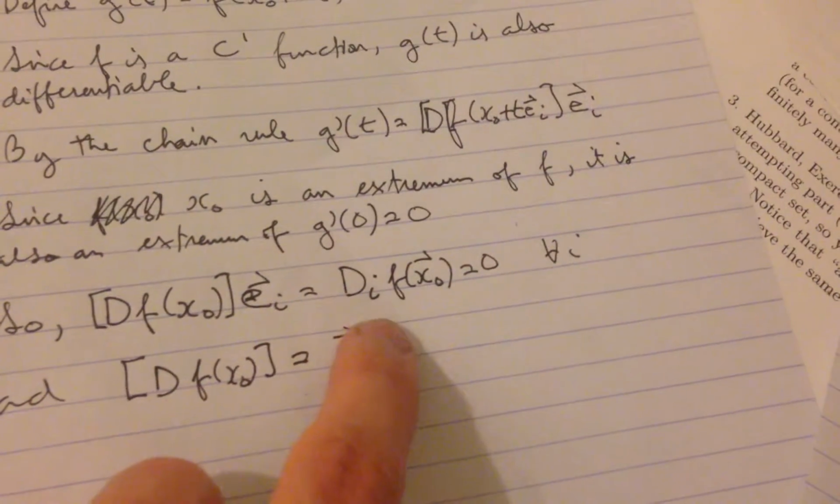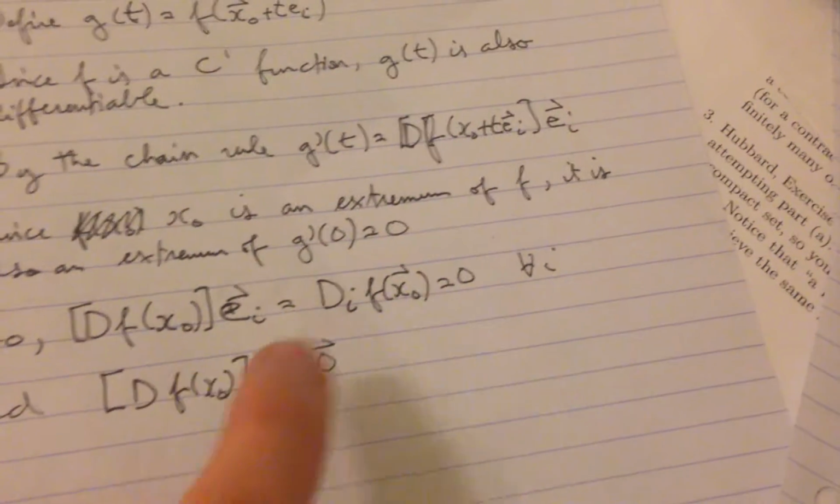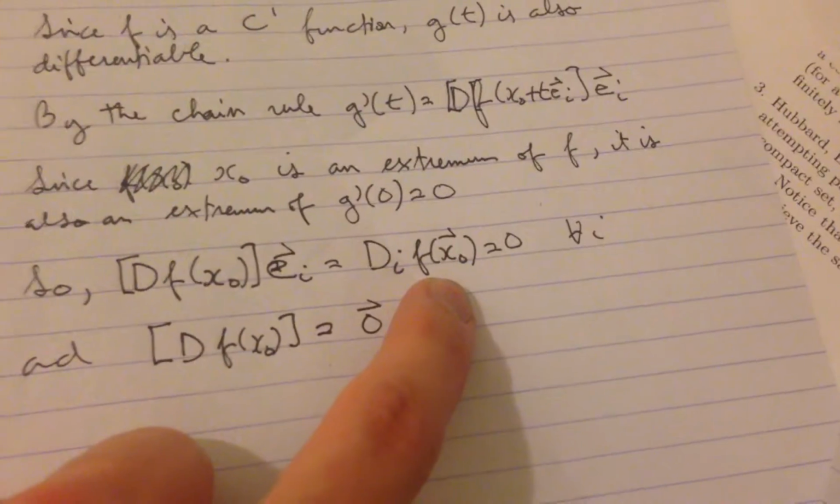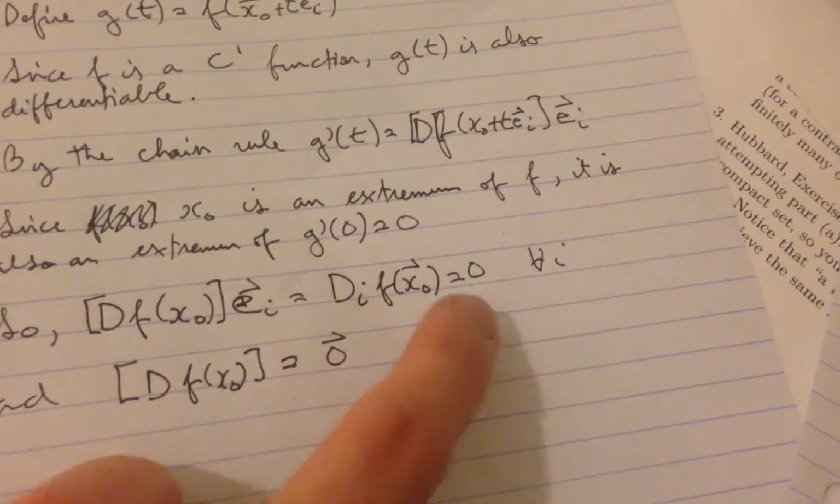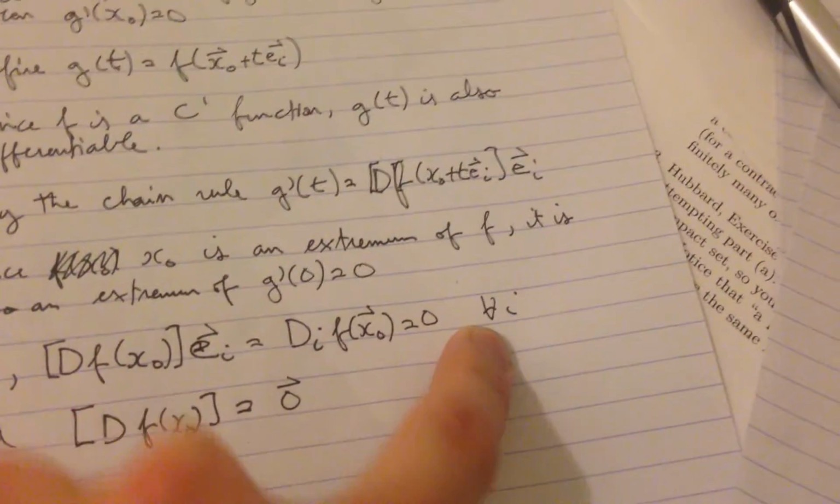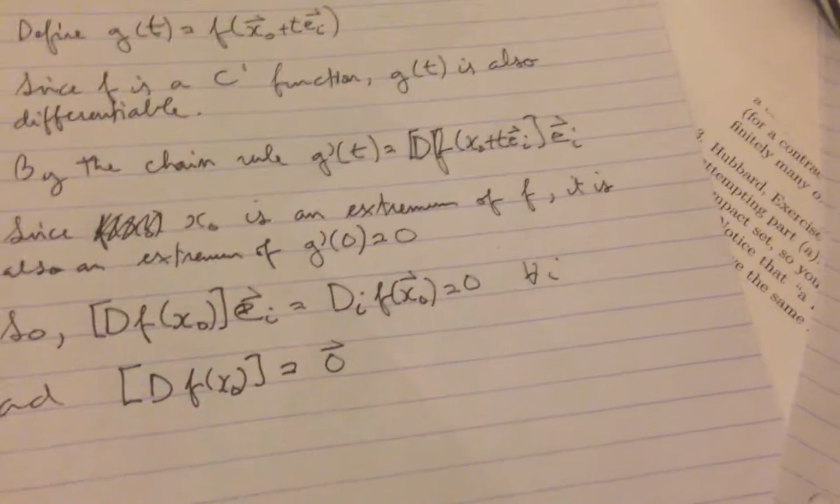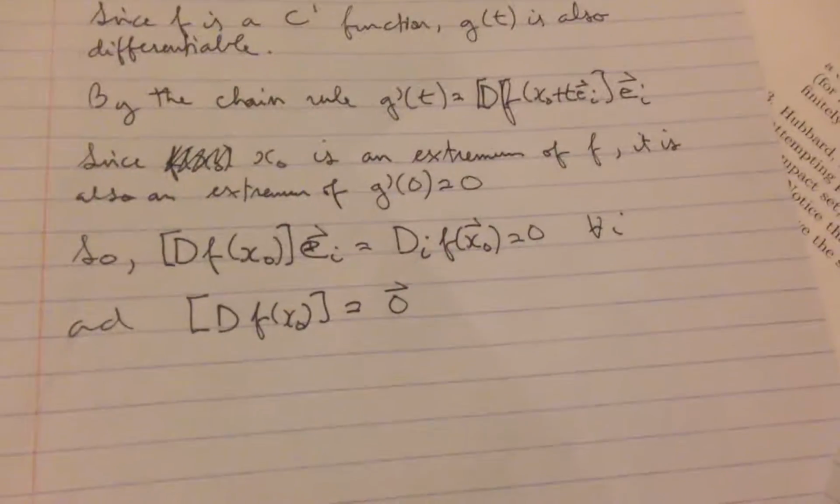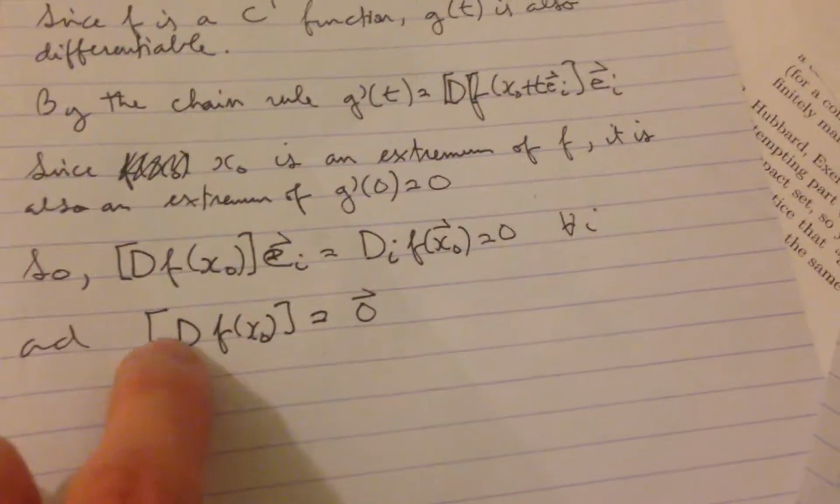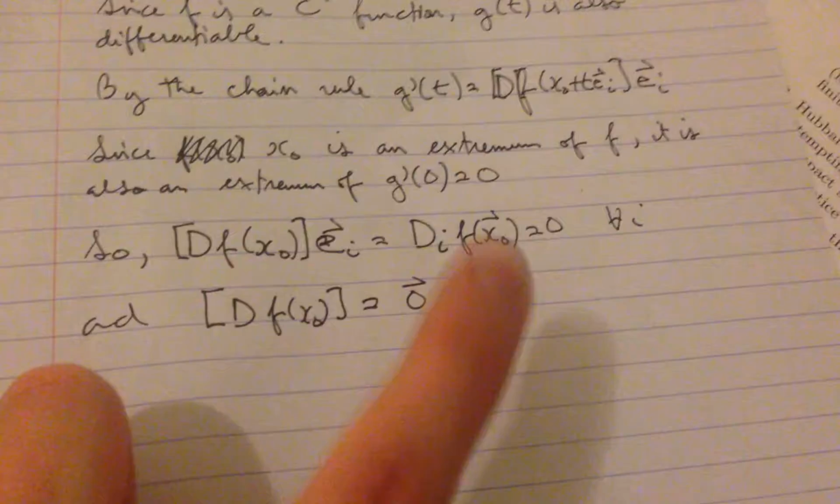So we have that basically just the partial derivative of our f function is equal to 0, and this is the ith partial derivative, but since we didn't specify which derivative it is, this is true for any partial derivative, and so we have the case that our derivative matrix has to equal the 0 vector. So that's the first part.